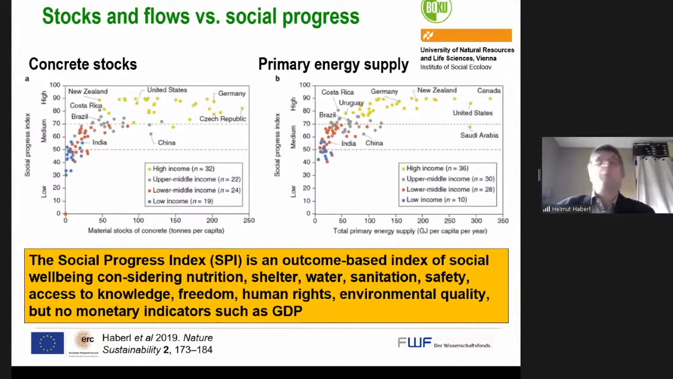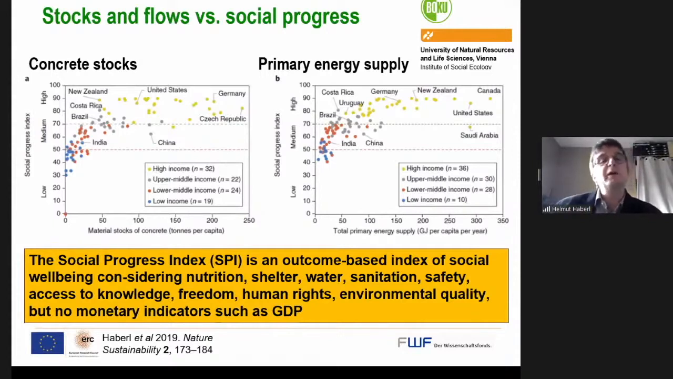If you look at GDP, there cannot be such a thing as enough, but if you look at non-monetary well-being indicators, there seems to be something like enough. So, for example, people can have a very good level of social progress with only 50 tons of concrete per capita, although countries like Germany like to have 250 tons of concrete per capita, and Austria as well. And the same also holds for primary energy supply.